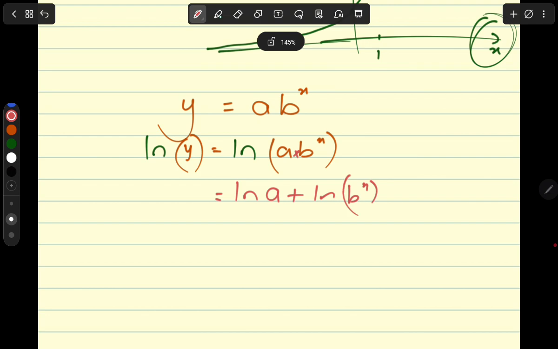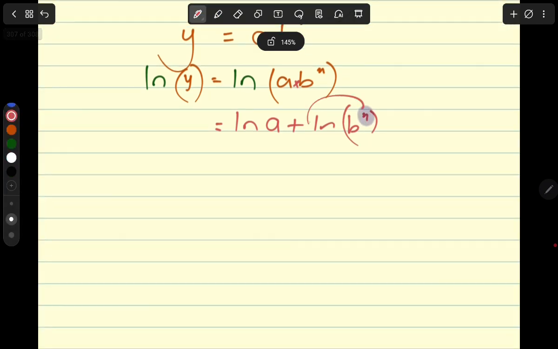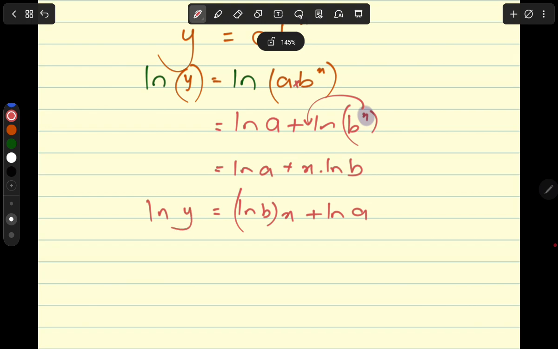Now can you see right here that x is the power of an argument? So I can bring this down using the power rule. So this becomes ln a plus x times ln b, or can I rewrite it as ln b times x plus ln a is equal to ln y. Now, we are stopping here. This single line is probably the most important equation in today's lecture.